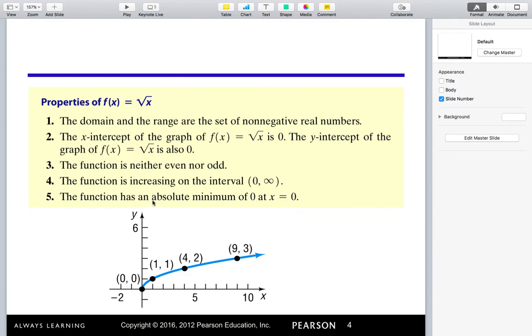The function has an absolute minimum, so the lowest point on the graph is the origin. So when x is equal to 0, the absolute minimum will be 0. Very important: the absolute minimum of square root of x is not a local minimum. Just going back to local minimums and local maximums, again, to have a local one, the graph has to change in behavior, from increasing to decreasing or decreasing to increasing. In this case, since the entire graph is increasing, we don't have any local minimum or any local maximum.